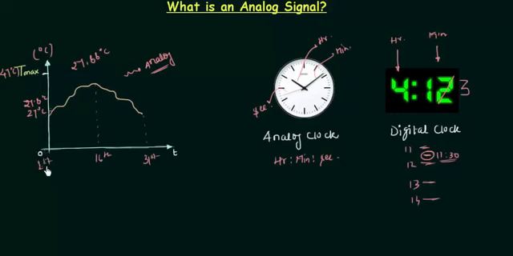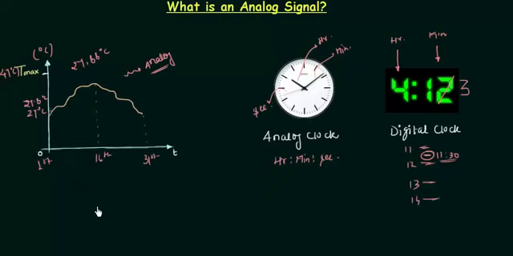So from 0 degrees Celsius we can have any value up to 47 degrees Celsius. So this one is analog because it can take any value within the given limit. So an analog signal is a signal which can take any value within the given limit.